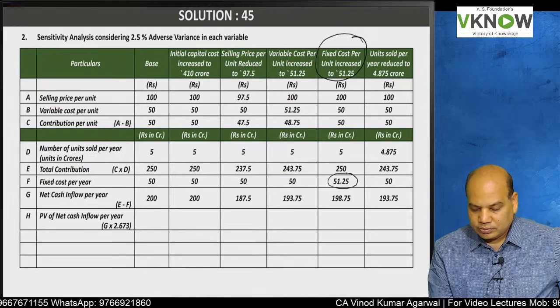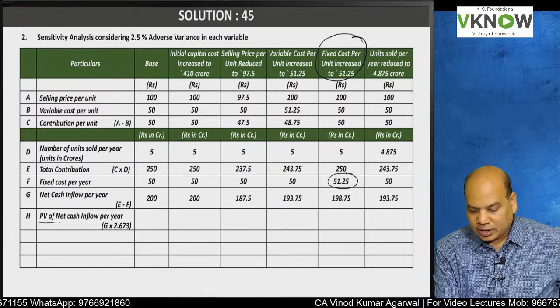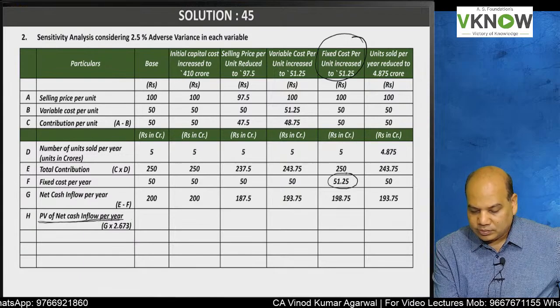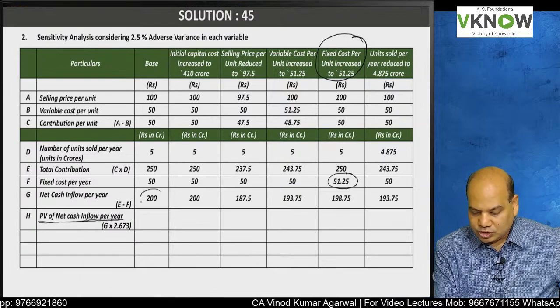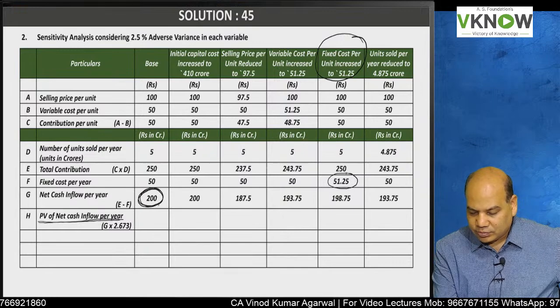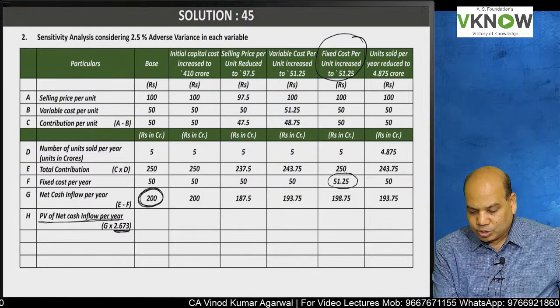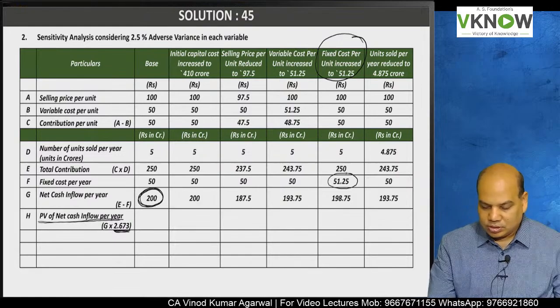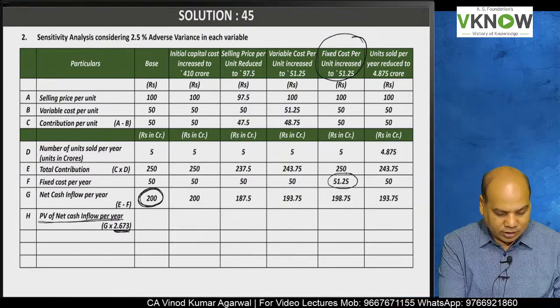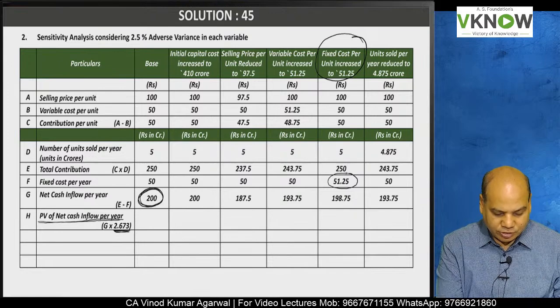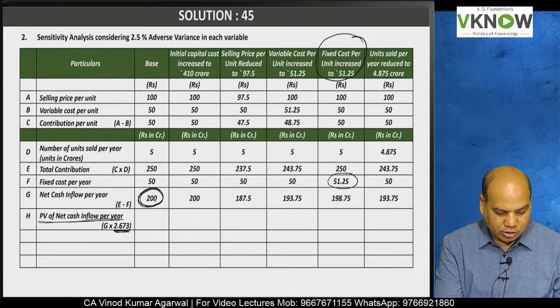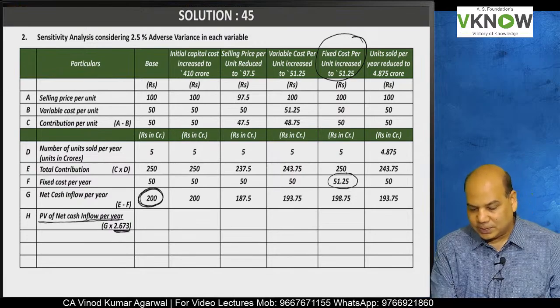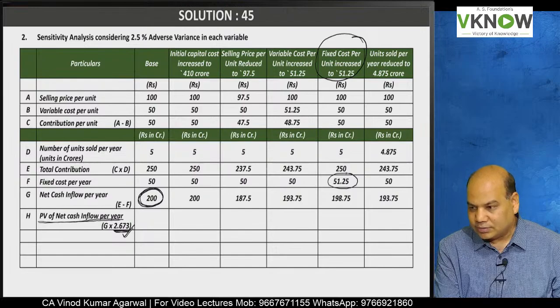Now write down PV of net cash inflow per year. PV of net cash inflow will be line number G multiplied by annuity factor of 2.673. How did you get the annuity factor? 1 divided by 1.06, equal to, memory plus, equal to, memory plus, equal to, memory plus, memory recall. 2.673 is the annuity factor.